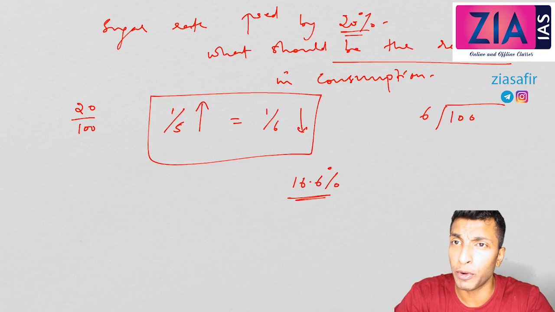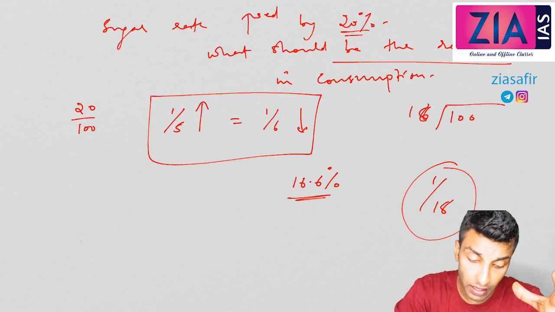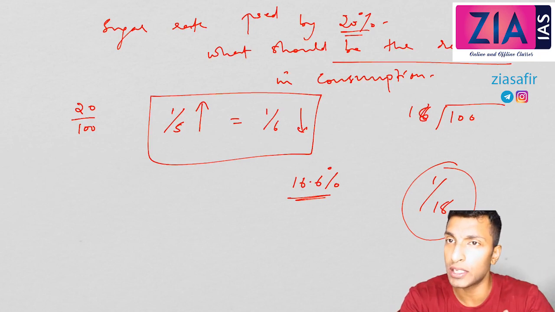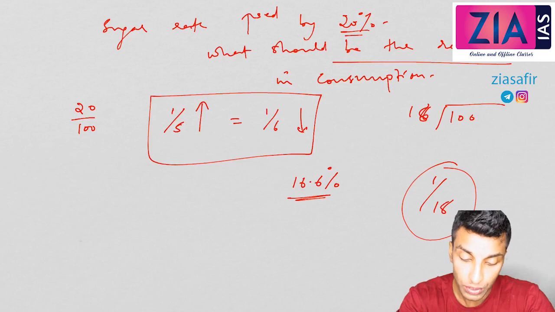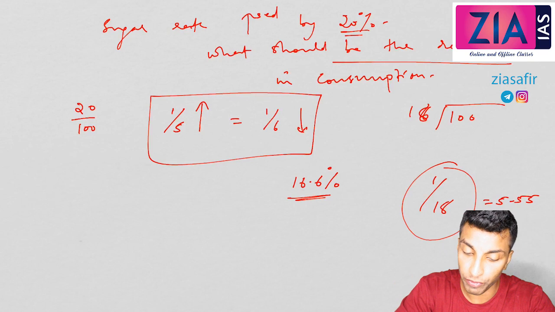1 by 3 is 33.3. So 1 by 6 will be half of it. Similarly, if you need to know 1 by 18, don't do this calculation, 100 by 18. If you need to score 100 percentile, don't ever do this, okay? So if it is 1 by 18, all of you know what is 1 by 9. Right, that is 11.11. So 1 by 18 will be half of it, 5.55. So 1 by 18 is actually 5.55.